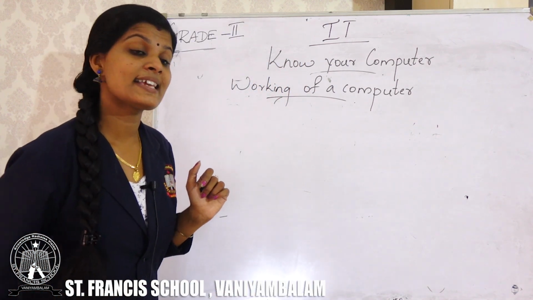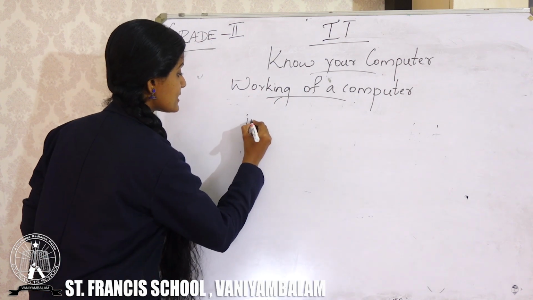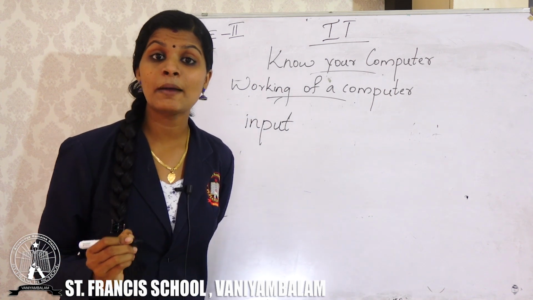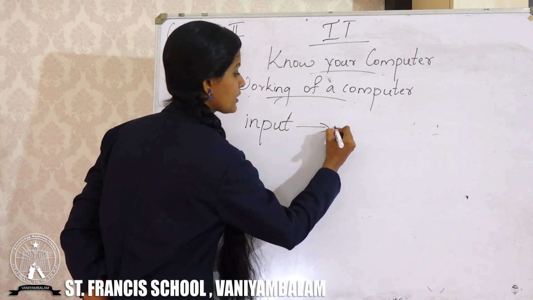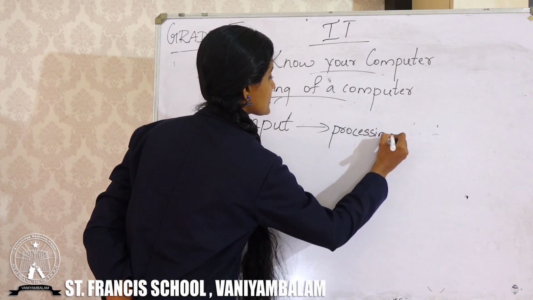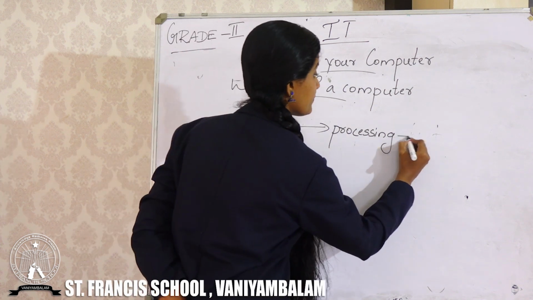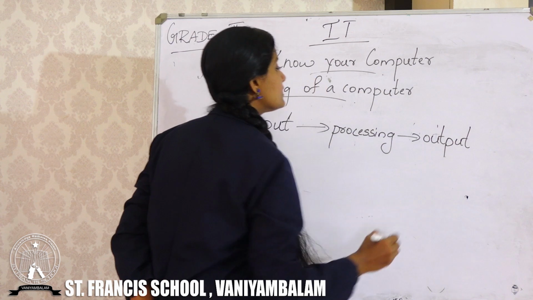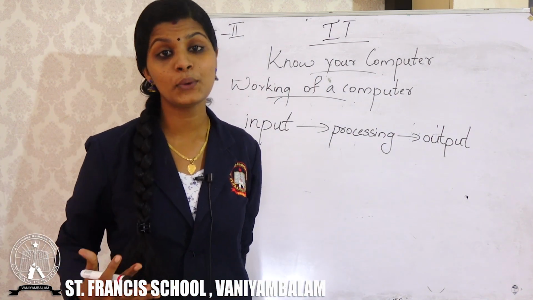So which is the first step? In computer, the first step is called as input. What is the name of first step? Input. What is the name of second step? Processing. The second step is called processing. And what is the name of third step? Output. These are the 3 steps in the working of a computer.